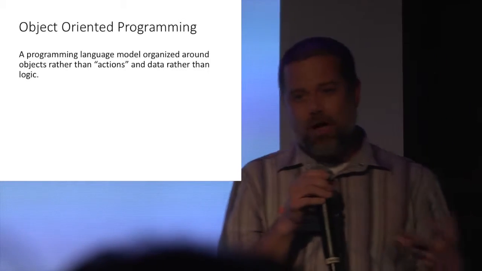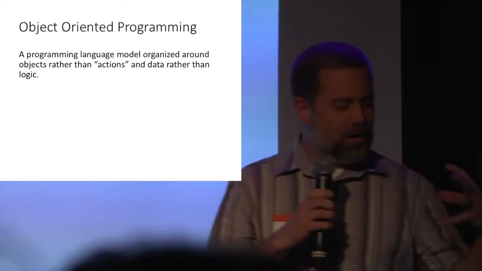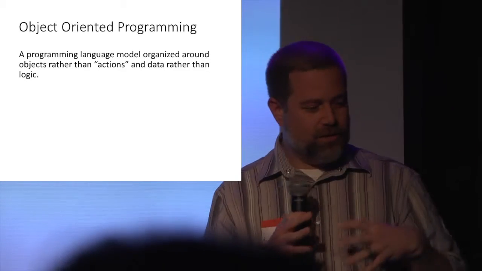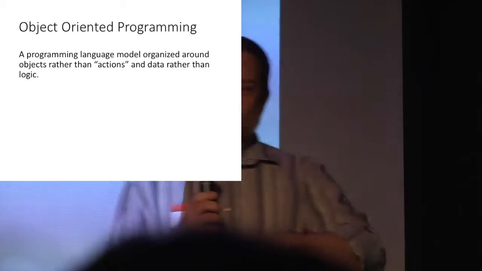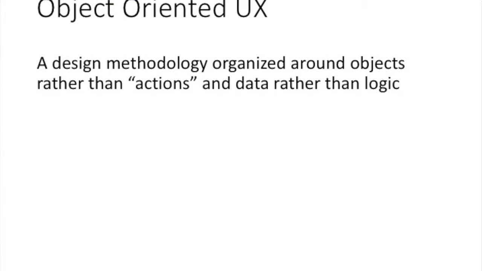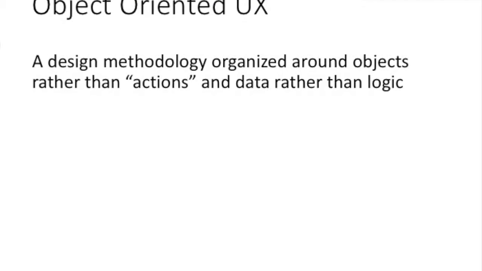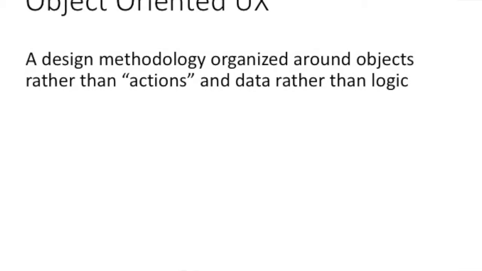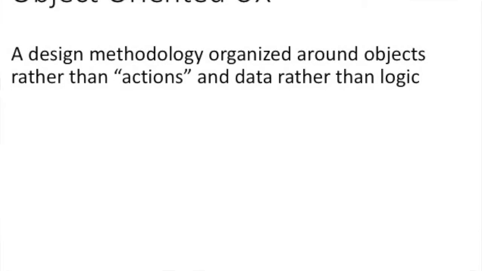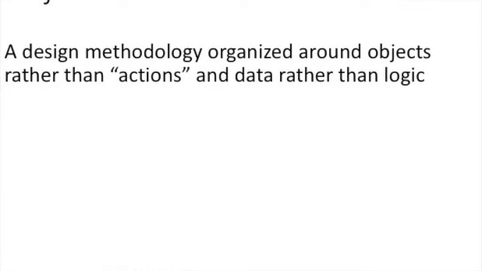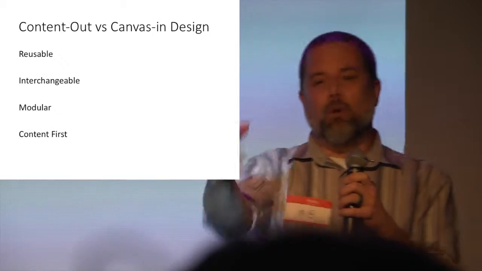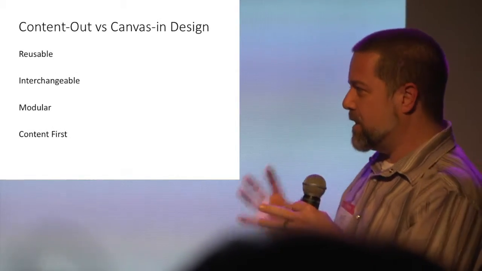It came from object-oriented programming, which is a model organized around objects rather than actions, data rather than logic. So let's put that programming to UX. It's really just a way to create objects rather than functions or functionality, and data rather than how it works. So really, you're not doing any wireframing. You're just looking at the discrete objects by themselves. What this does is it makes reusable, interchangeable, modular things, and you're thinking about the content first.